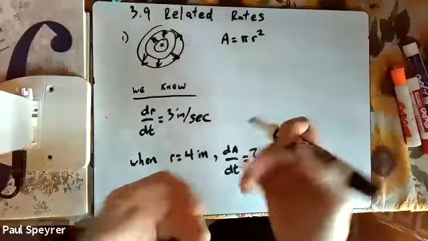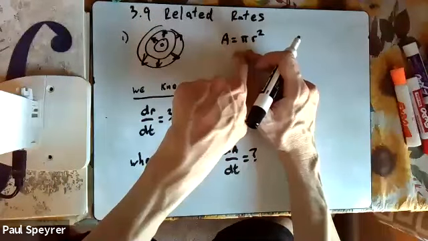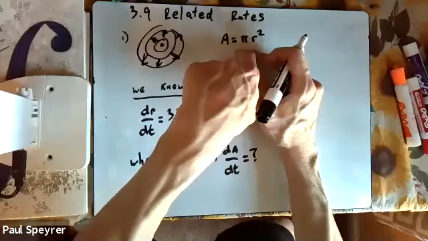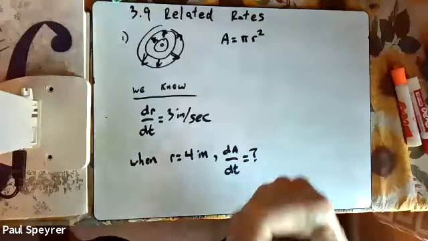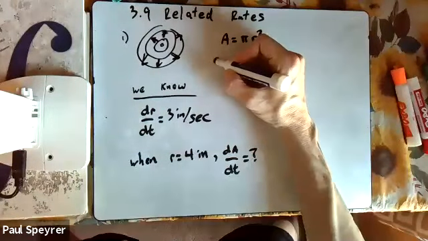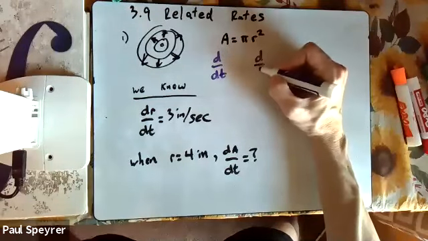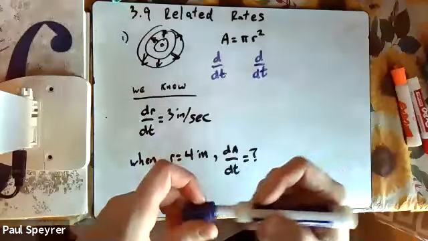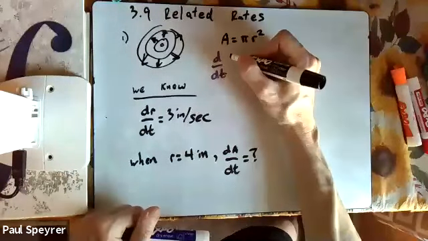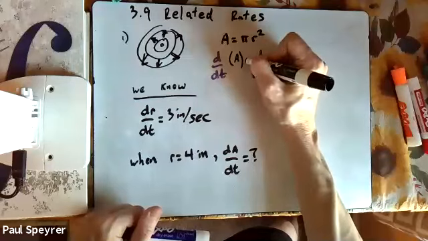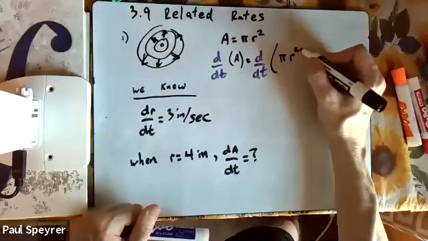How are we going to do that? Well, that's where it comes back to this formula right here, our base formula. I say base before we derive it or do anything to it. So what are we going to do? We are going to take d/dt of both sides. You're always going to take the derivative with respect to time when you're doing these related rate problems. So d/dt of A equals d/dt of pi r squared.